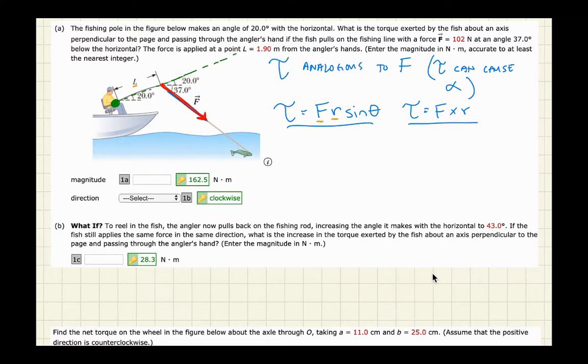We're looking for the distance between that force and the pivot point. That would be equivalent to L. And we're looking for the angle between those two things, and that would be defined by this angle here. So this is going to be my theta, which in this case is going to be 20 plus 37 degrees. And from that point on, it's just plugging in and solving out, right? My F is given.